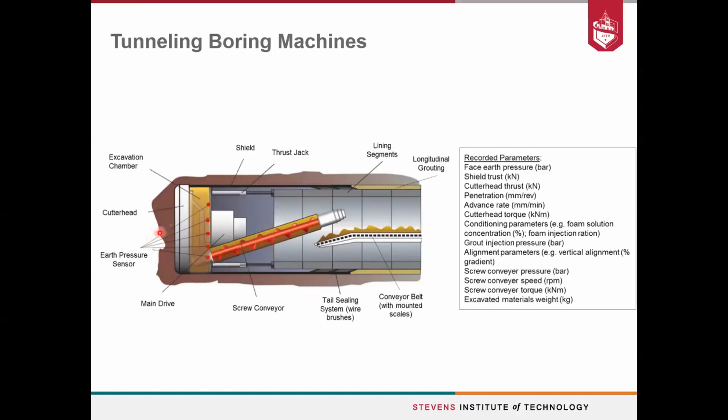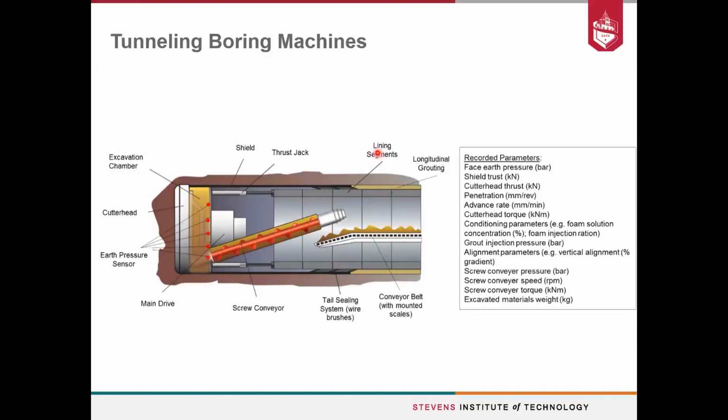In this method, the ground is broken down by bits that are installed in the cutter head, and then the broken down material is pressurized here inside this excavation chamber, and it's used to support the face. And then the material is extracted through this screw conveyor onto a conveyor belt where it's weighed and then taken to a repository.